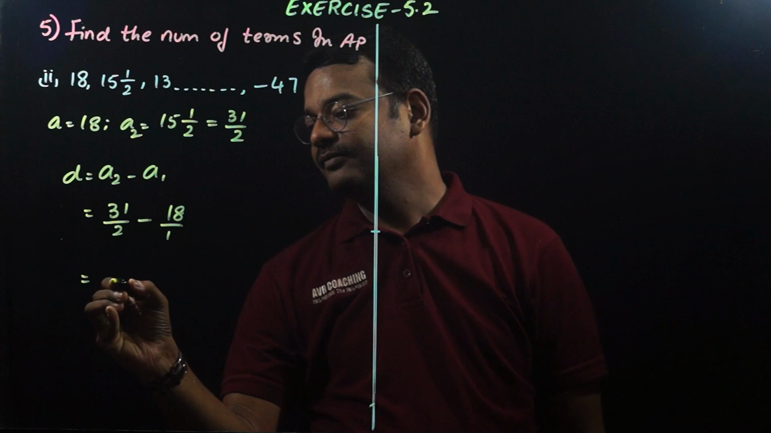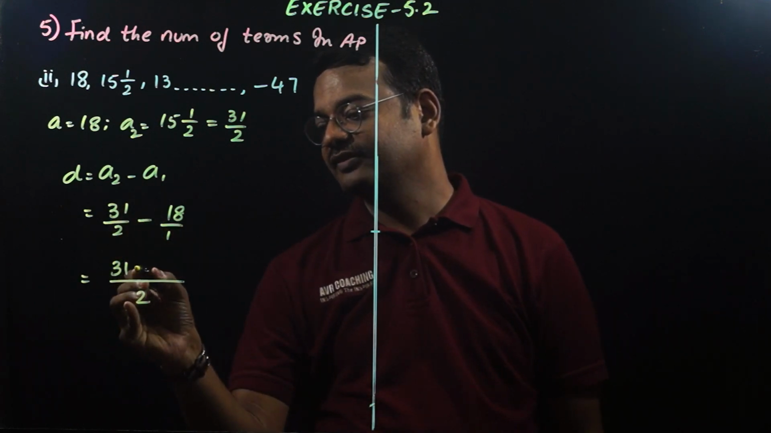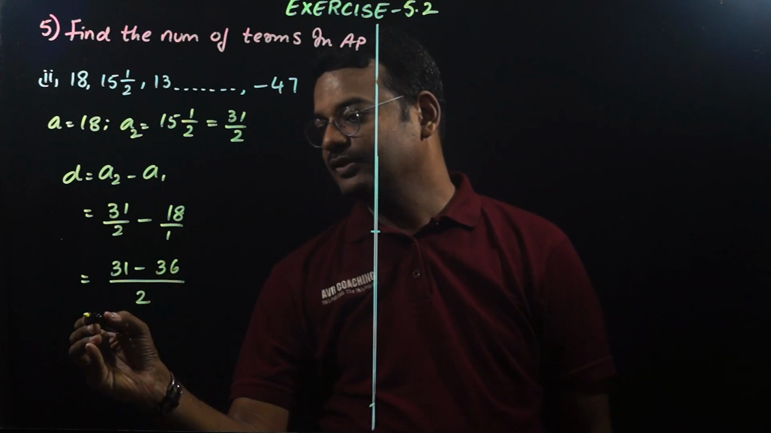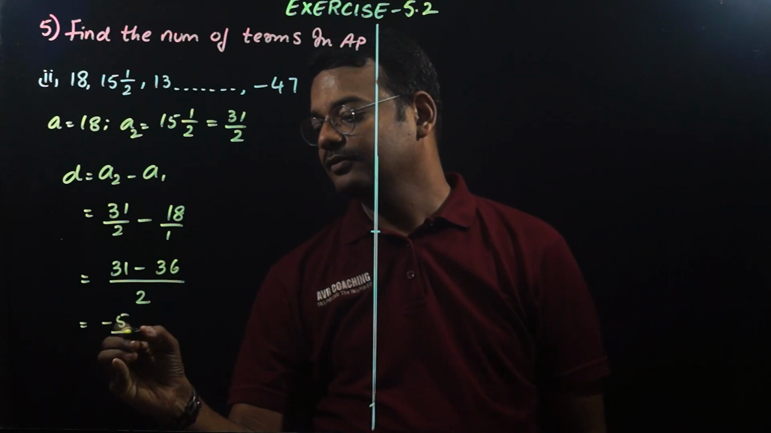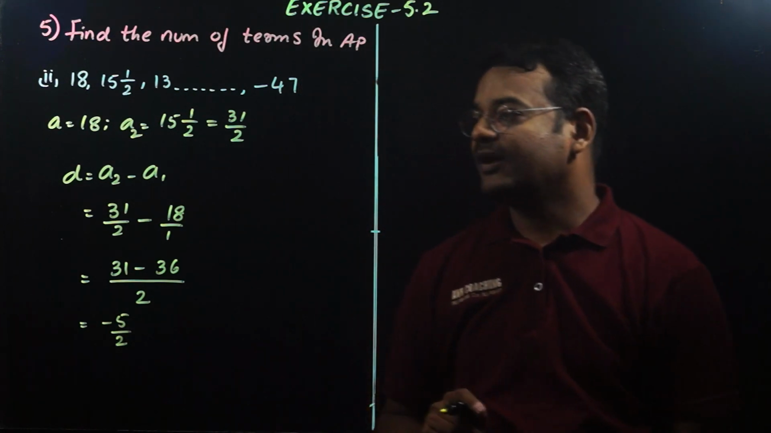So D is equal to A2 minus A1, which is equal to 31 by 2 minus 18 by 1. LCM is equal to 2. 2 ones are 2, 18 twos are 36, which gives minus 5 by 2. So D is equal to minus 5 by 2.